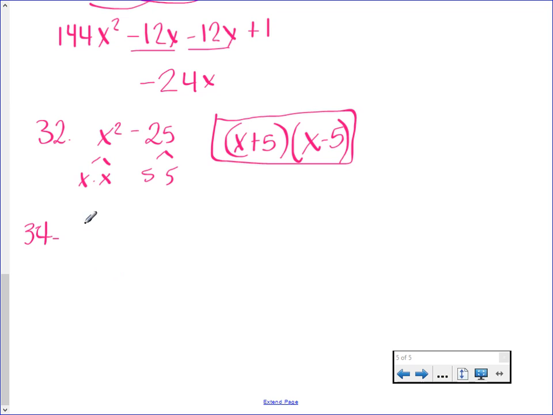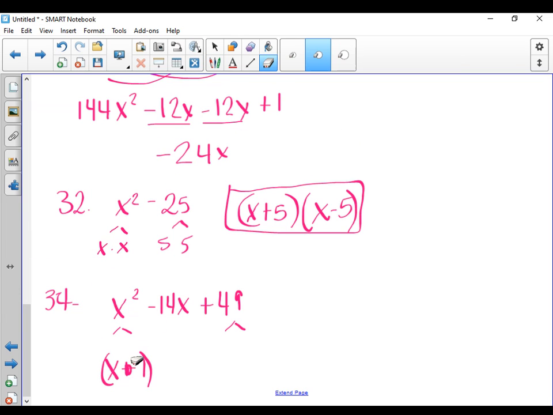X squared. I honestly think we did this one in our notes. Someone go look. What did we get for the answer? We could do it very quickly. We have x and 7 and 7, so x plus, it was a positive. So you're going to have x plus 7 and x minus 7, because this, oh, no, they're both going to be minus, sorry.